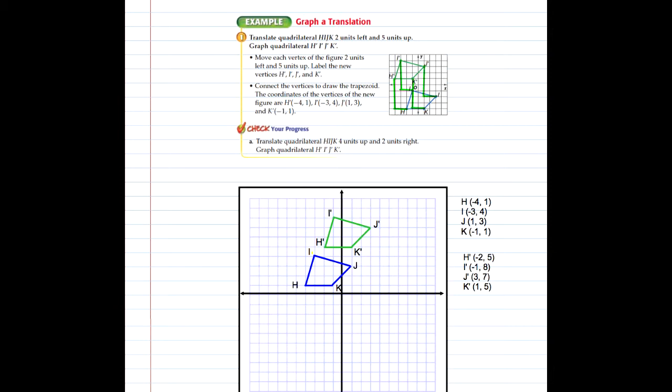So what that means is, by going 2 to the left, I'm subtracting 2 from my x value, and going up 5 means I'm adding 5 to my y value in each of the coordinates.